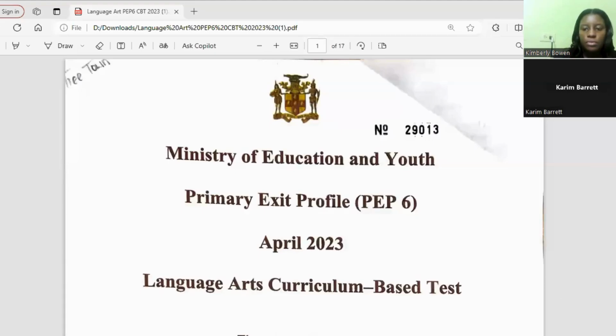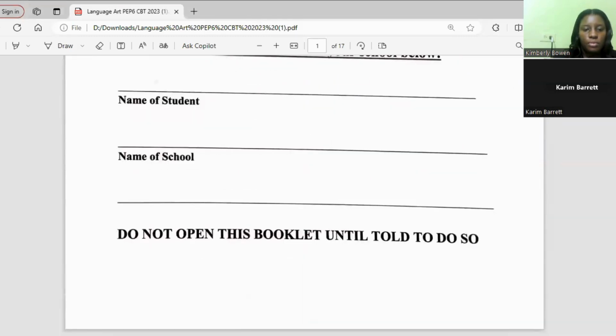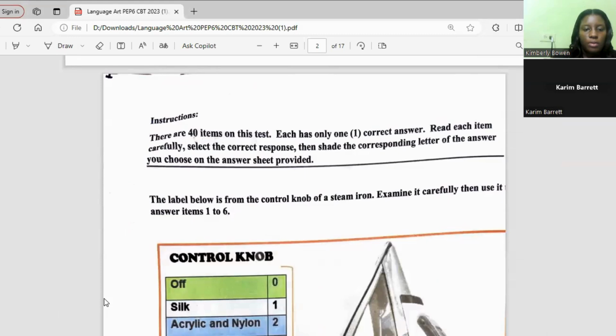In today's class, we're going to be looking at the 2023 curriculum-based test. I'm joined by my student, Karim, and we're going to be going through the paper together. So let's share the paper to the screen. There are 40 items on this test, and each question has only one correct answer.